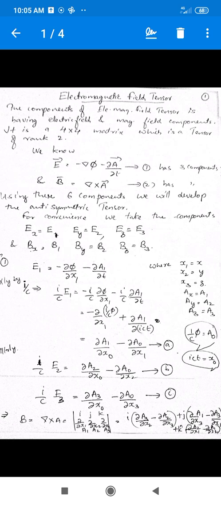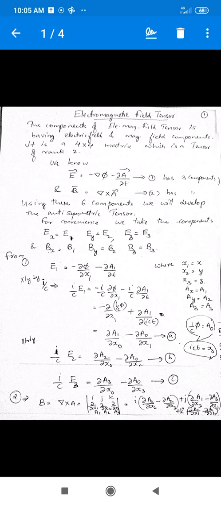So we know the equation for electric field: E is equal to minus del phi minus dou A by dou t, where phi is the scalar potential and A is the vector potential. And B is del cross A, equation 2, where A is the vector potential. So using these six components of electric field and magnetic field, we can develop the tensor, which is a 4x4 matrix. And we can identify this tensor to be an antisymmetric tensor.